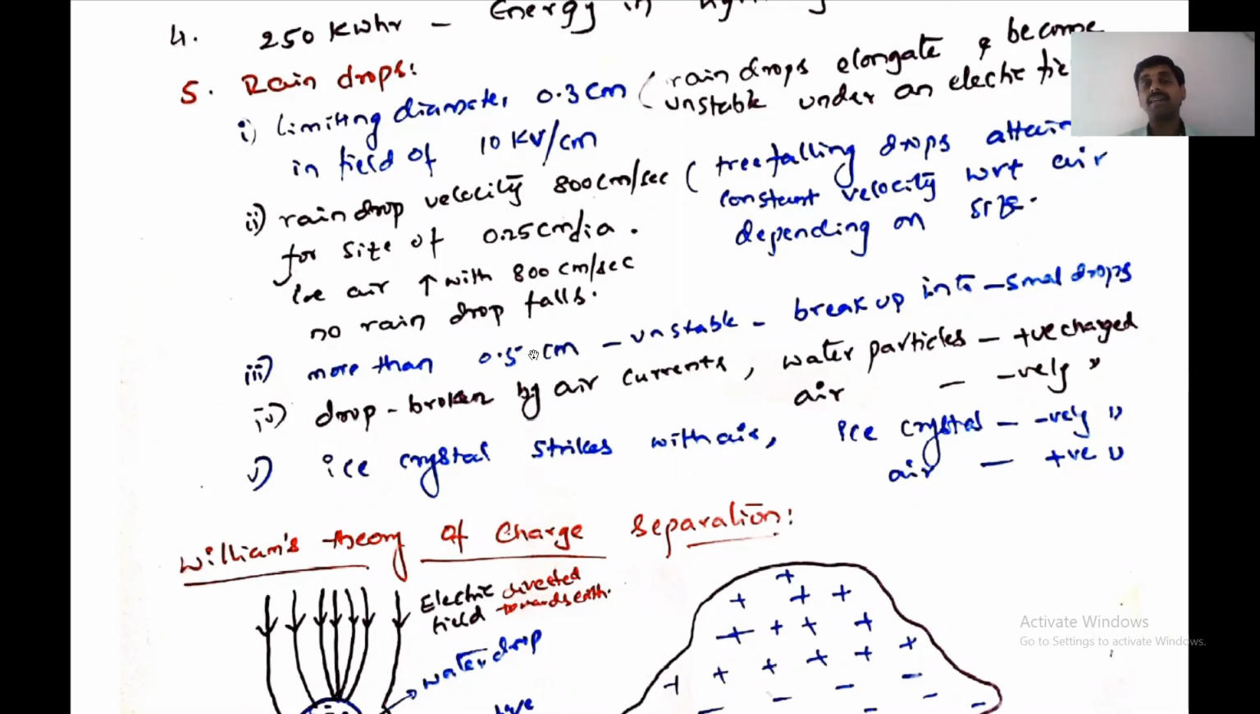So these are general knowledge points; you should have an idea. When the raindrop diameter is more than 0.5 centimeters, it is unstable and breaks up into small drops. Drops are broken by air currents. Water particles get positive charge, and air particles get negative charge. If an ice crystal strikes with the air, the ice crystals get negative charge and the air gets positive charge.